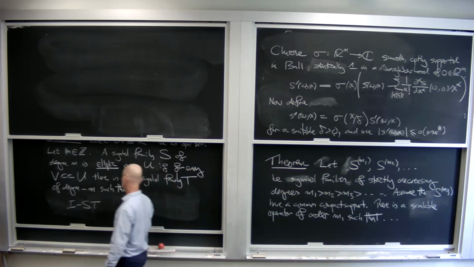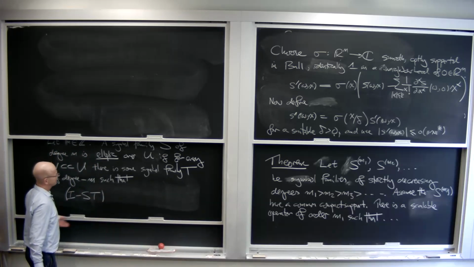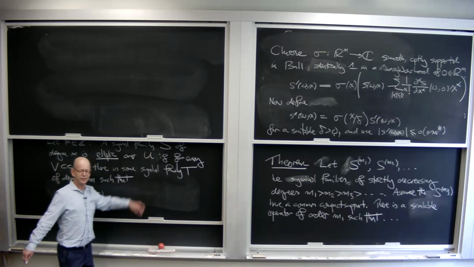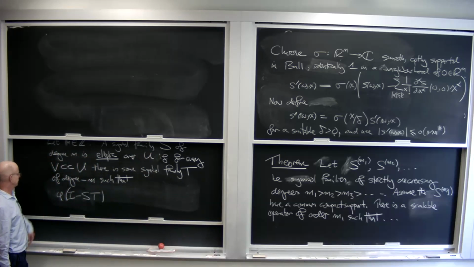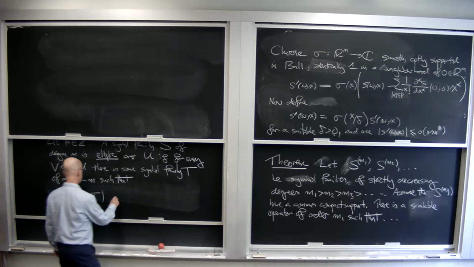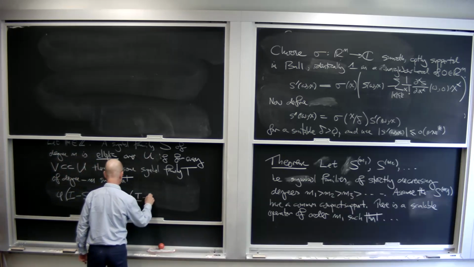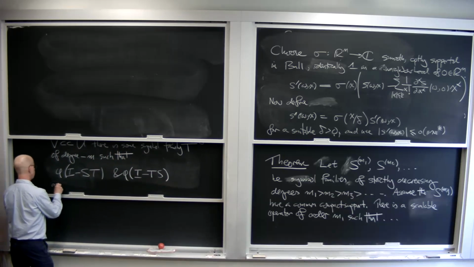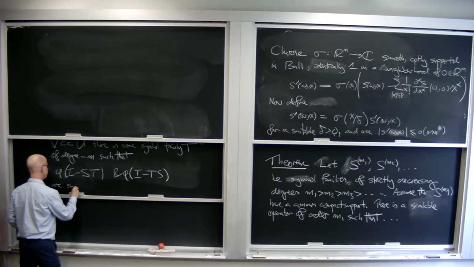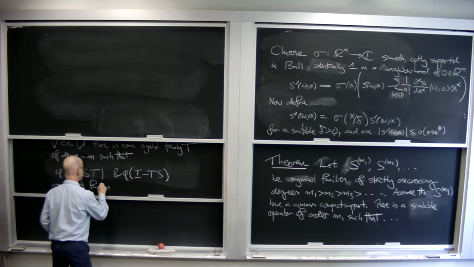So this thing here I want to be a smoothing family, except things get a little hairy near the edges of U, and so let's just stick in a cutoff function here, and let's do it the other way around too. So these should be smooth families of smoothing operators.